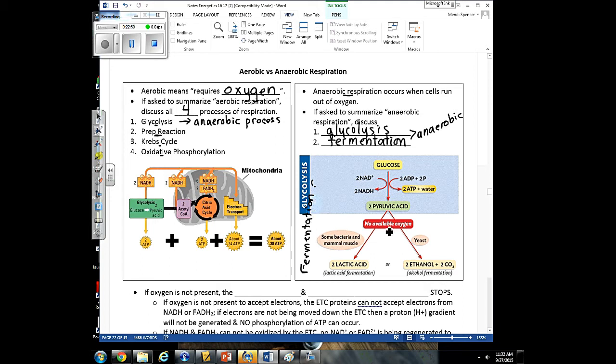And again, this is showing you that when there's no oxygen available, your cells are going to do fermentation instead of the prep reaction, the Krebs cycle, and oxidative phosphorylation. In pre-AP, we learned that there are 2 types of fermentation: lactic acid fermentation and alcohol fermentation. We do lactic acid fermentation, and that's why we are sore after a hard practice.